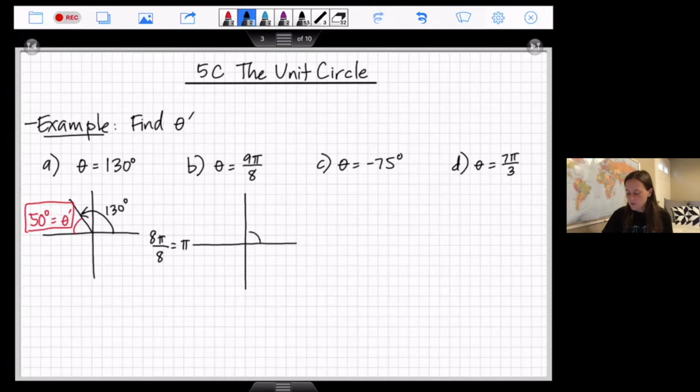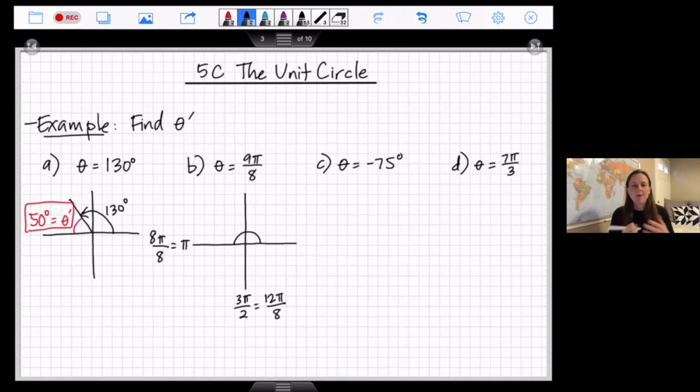So if I go this far, I would make it 8 pi over 8. I need 9 pi over 8. And probably you should have some intuition. This is going to land you in the third quadrant. But just in case, you could come down here at 3 pi over 2 and write that, let's multiply that one by 4 over 4. That would give me 12 pi over 8.